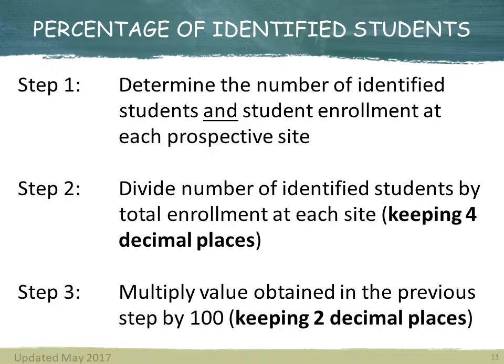Okay, so how to identify the percent of identified students. Step 1, determine the number of identified students and the student enrollment at each of the prospective sites. So that's what you just did. You're going to divide the number of identified students by the total enrollment, keeping that to 4 decimal places. And then you're going to multiply that value by 100 to get the actual percentage.